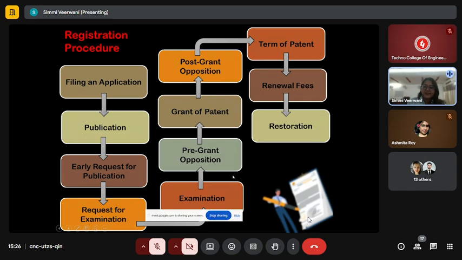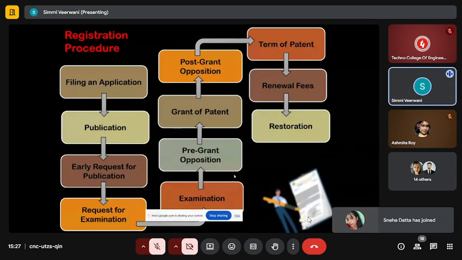FER is referred to as the first examination report, where all the objections stated by the examiner are stated. The applicant is responsible to answer all of these within 6 months of the date of receiving the report. After the FER response is filed, the application goes for the pre-grant opposition, where a hearing is scheduled, and the examiner examines the claims that have been mentioned and everything. And if the examiner thinks that the application is suitable, the application is granted.